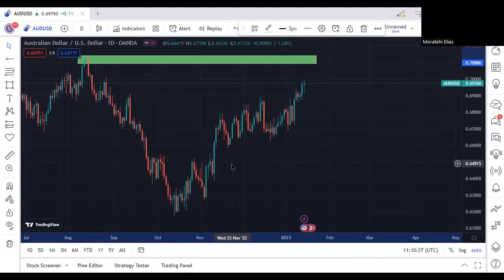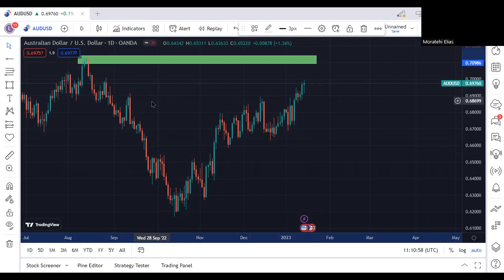Well, apparently I've made my analysis on the 4-hour time frame also. So apparently there's a trend line. It has to go up to the trend line and then go down. The trend line is from which time frame? From the 4-hour time frame.